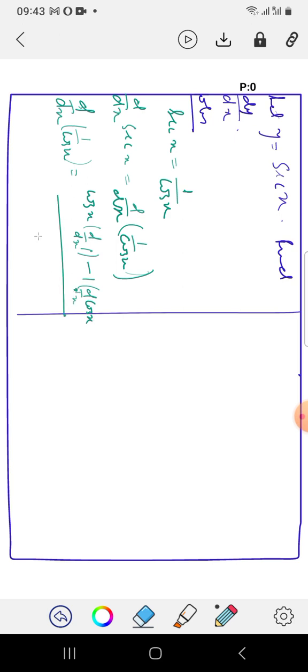Okay, everything over cos squared x. So this is going to give you cos x. When you differentiate a constant, you get 0 minus 1. When you differentiate cos x, you get minus sine x.